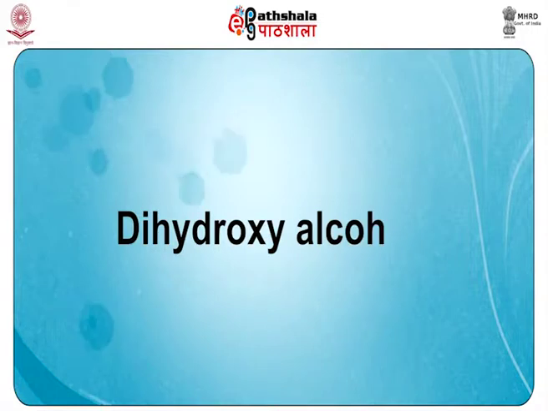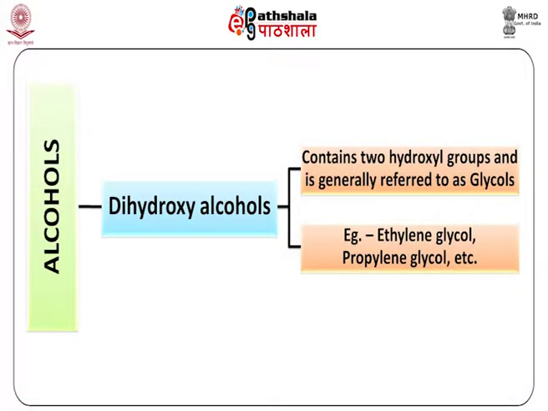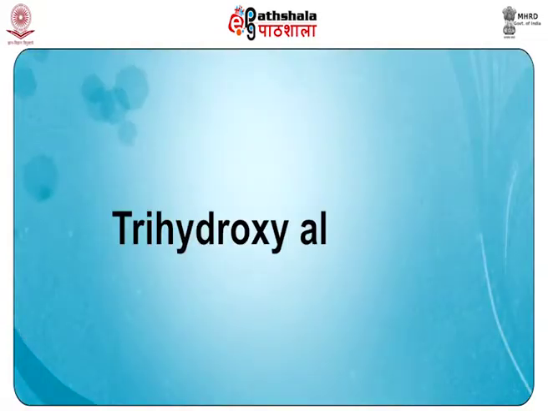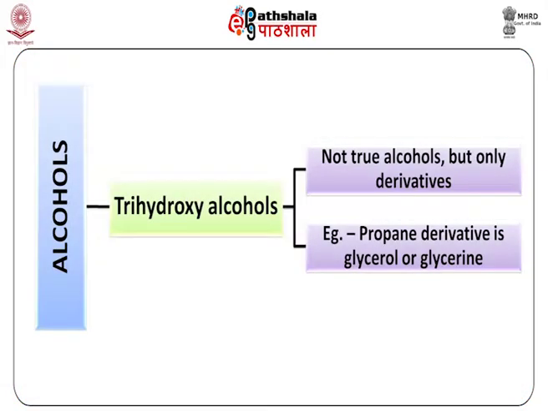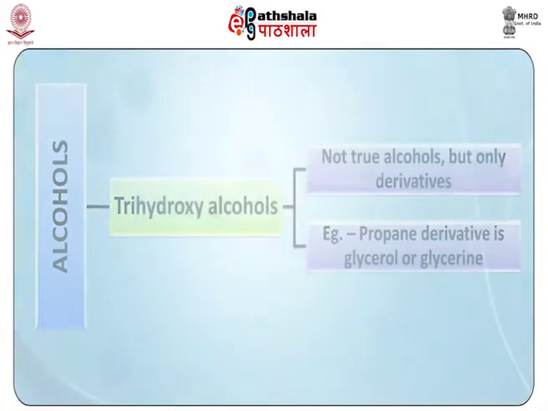Next category is of dihydroxy alcohols. This category of alcohols contains two hydroxyl groups and is generally referred to as glycols. Examples include ethylene glycol, propylene glycol, etc. The third category is of the trihydroxy alcohols. Trihydroxy alcohols are not true alcohols but only derivatives. Examples include propane derivatives such as glycerol or glycerine.